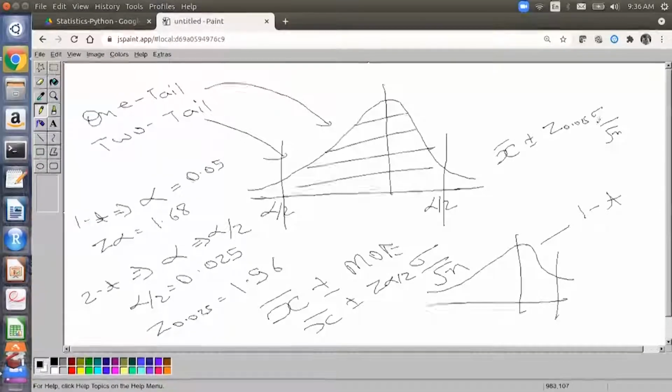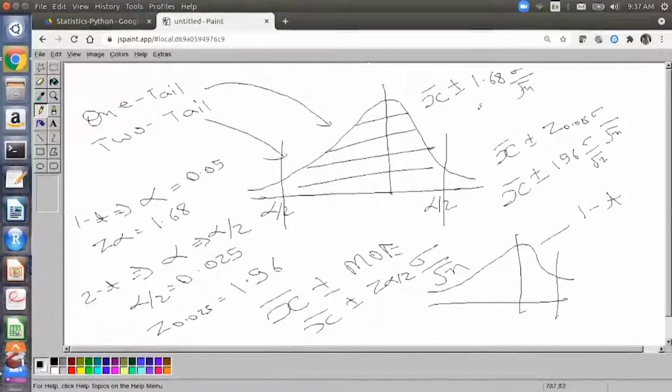Sigma you can find from the data set. Root n is the count of the values. X bar you can calculate. And what will be the value of Z alpha by 2? 1.96. And sigma upon root n. Similarly, when your distribution is one-tail, then what will happen? X bar plus minus 1.68 sigma upon root n. Alpha and alpha by 2 will depend on one-tail and two-tail. What this one-tail and two-tail fundamental is will be covered the class after tomorrow.